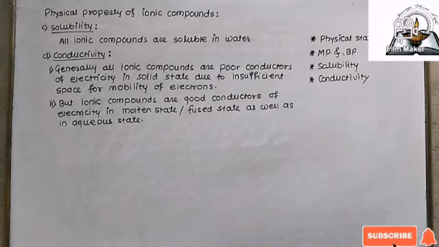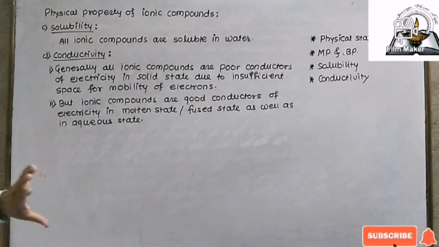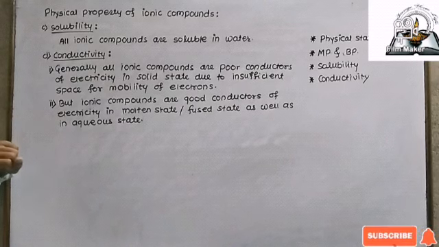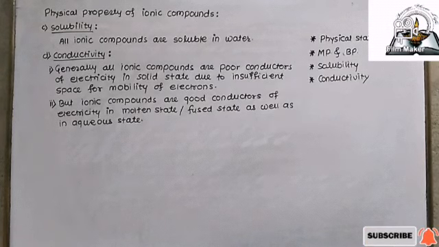Generally ionic compounds are poor conductors of electricity in solid state. Why? Because of insufficient space for the mobility of electrons. Means electronच्या motion साठी तिथे जागा राहत नाही. Another one, but ionic compounds are good conductors of electricity in molten state or fused state or as well as in aqueous state. तर aqueous state मध्ये किंवा molten state मध्ये किंवा fused state मध्ये हे जे compounds आहेत तर त्यामधून गुड कंडक्टिव्हिटी होऊ शकते किंवा इलेक्ट्रॉन्स पास होऊ शकते.